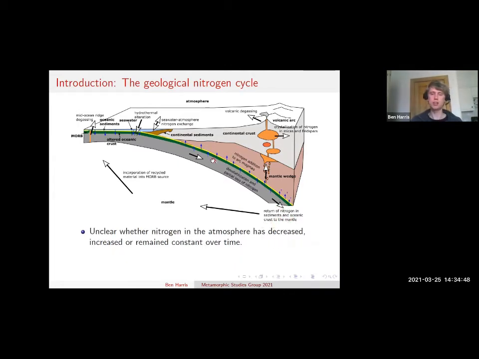And the current understanding of how the nitrogen in the atmosphere has evolved over time is not very well constrained. So one of the ways we can look at this is to understand how nitrogen behaves in subduction zones and therefore estimate the flux of nitrogen through subduction zones.